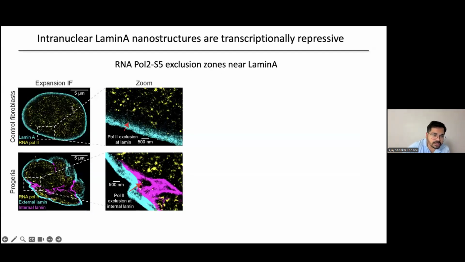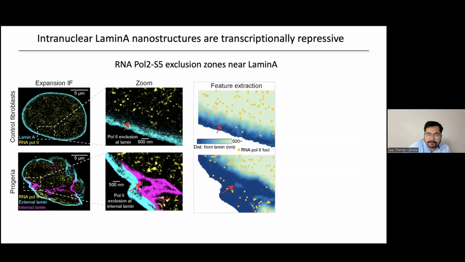So that is what we did here, where we stained the lamin and did expansion microscopy for RNA pol 2, and we found in normal cells, as you can see at the periphery, there is heterochromatin, there is an RNA pol 2 exclusion zone, meaning lamin is repressing the chromatin that is associated with it. Whereas in progeria cells, it's also repressing the chromatin that is internal, which is supposed to be active. So we call these non-specific repressive zones caused by the accumulation, even a small nanotube, of lamin.